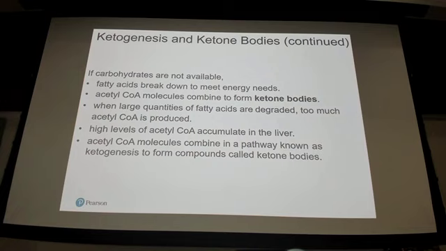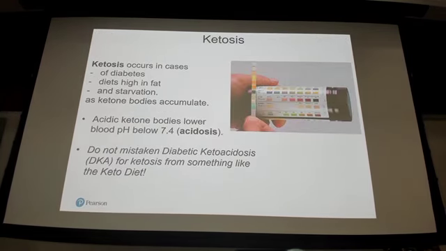And so we normally have a very low level, and when we go on a keto diet, it increases. But we're going to talk about a condition where it can be very severe and life-threatening. And so, because ketone bodies are acidic, they will lower our body's pH. Remember, the basal range is between 7.35 and 7.45 for our body. And so, if we have excess ketone bodies, it will lower it far below that.